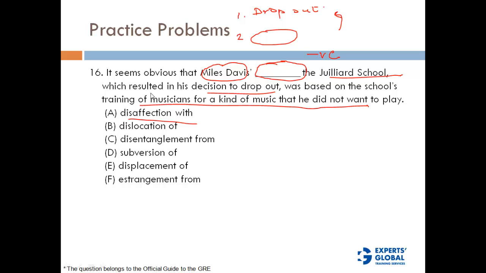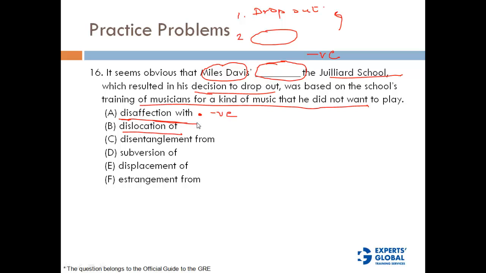Okay, disaffection with this. So Miles Davis's disaffection with the school, which tried to create musicians for the kind of music that he did not want to play, was a decision factor which led him to decide to drop out. So this goes well in the context. It's a negative word, right? It says that Miles Davis did not really feel that much affection for the school because the school was trying to bring out musicians for a different type of music, and then he decided to drop out. So this goes very well in the context.